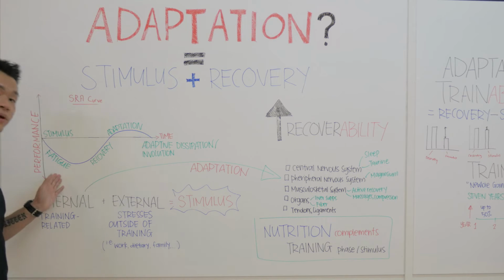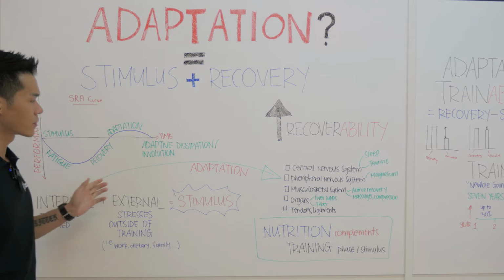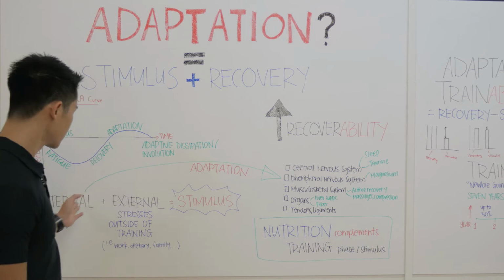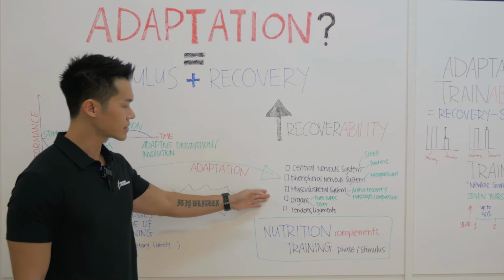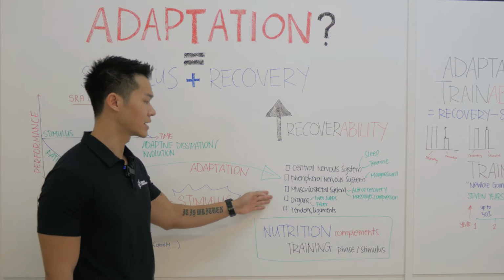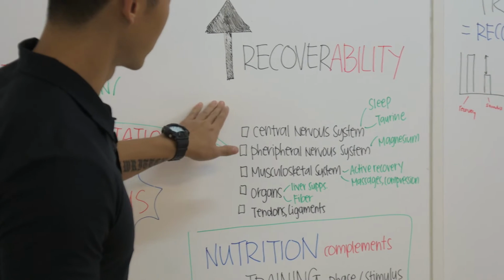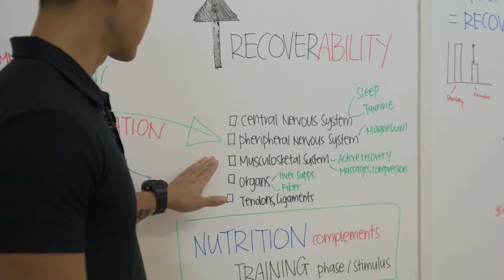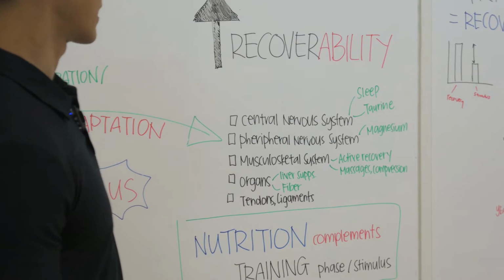When we are putting in the stimulus, what exactly are we looking at in terms of what we are actually trying to get the body to adapt? It all boils down to these 5 systems. So whenever you train, you are targeting these 5 systems to try and get them to adapt. It's not just about the musculoskeletal system, but it's also the central nervous system, the peripheral nervous system, musculoskeletal system, organs, tendons, and ligaments. So let me go briefly into what they are.